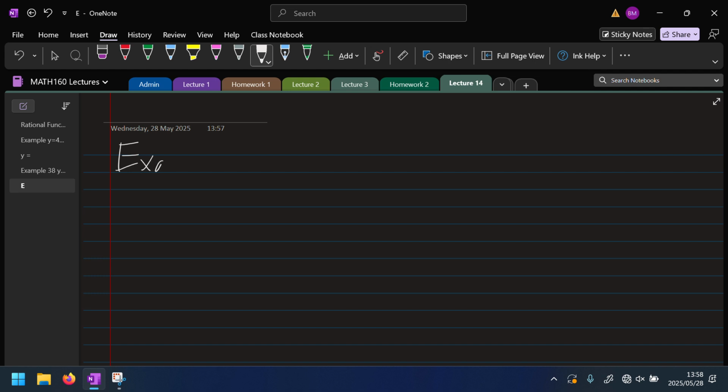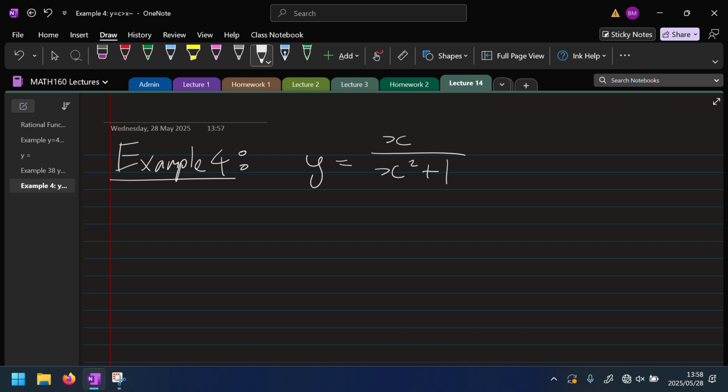Okay, example 4. y is equal to x over x squared plus 1. We want to try and sketch this. So the first 3 things are exactly the same as for the polynomials: y-intercept, x-intercept, turning point. That's your go-to for both cases.